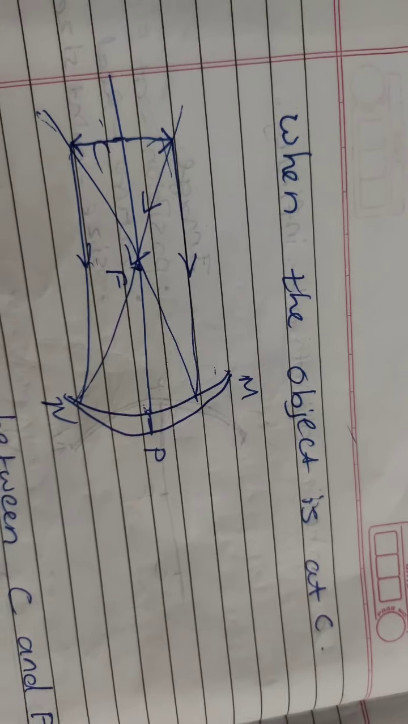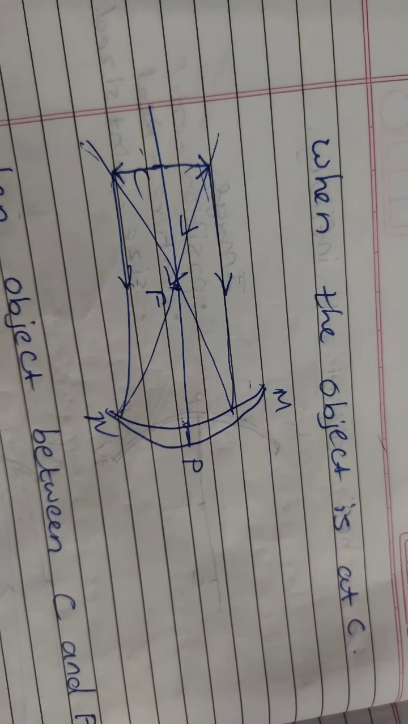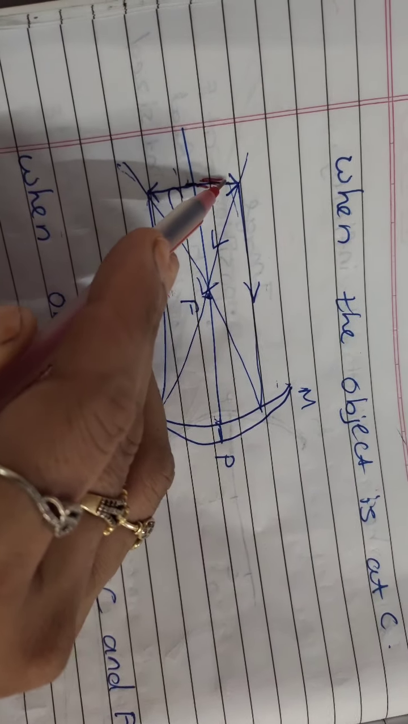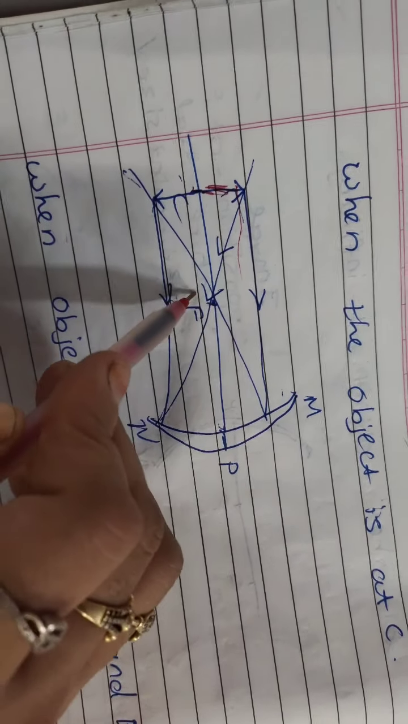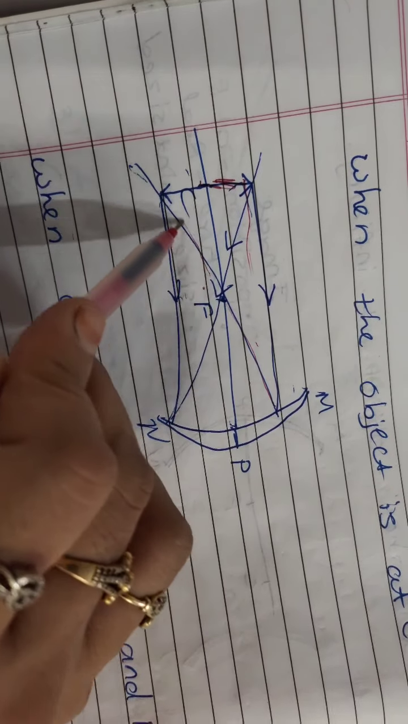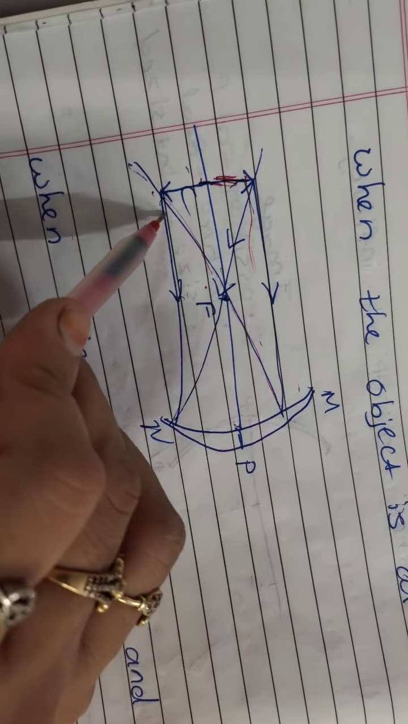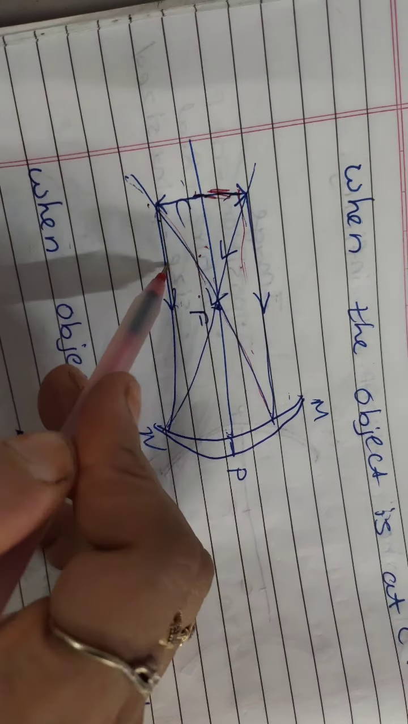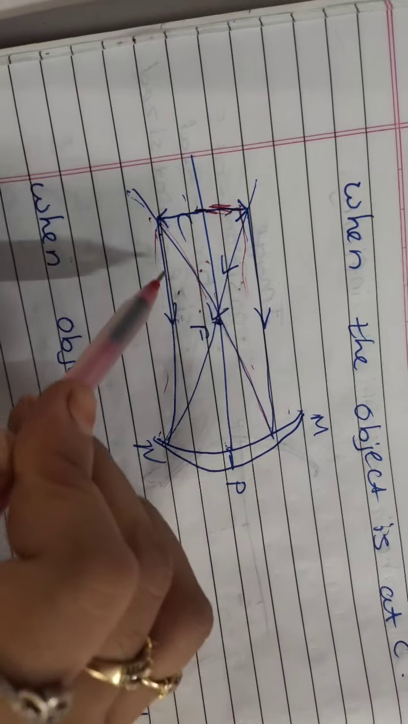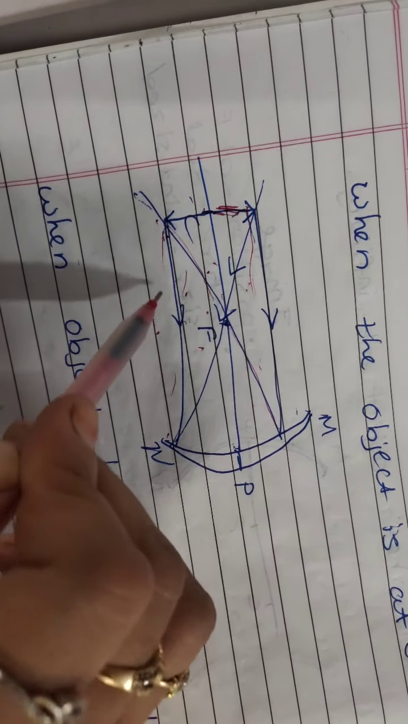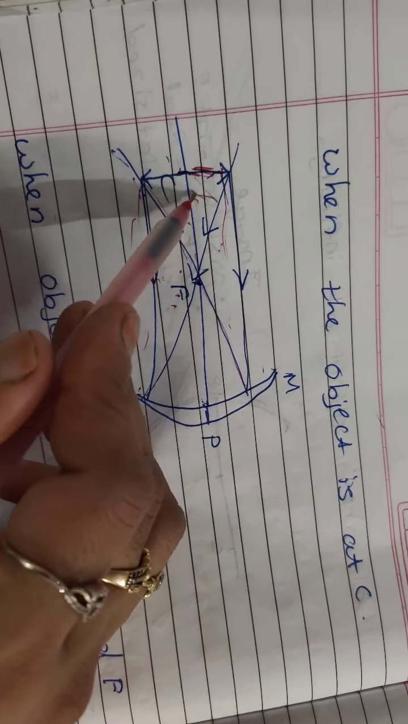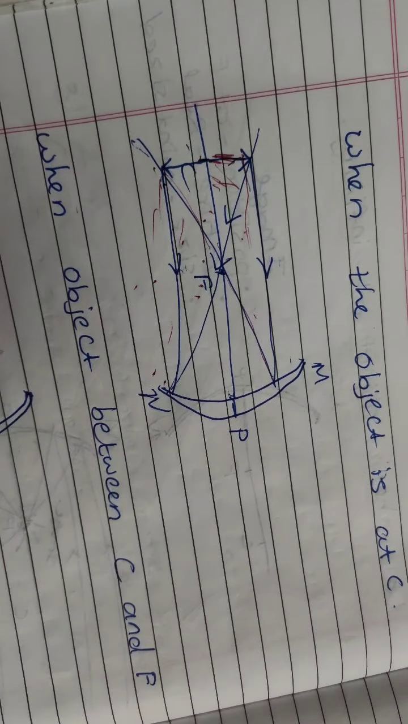Second is when the object is at C, which means the object is at the center of curvature. This is the object. It will show a ray parallel to the principal axis and crossing the focus line. And the same image will be inverted, vice versa, in the form of a ray parallel to the principal axis from the downward side also, when the object is at the center of curvature.